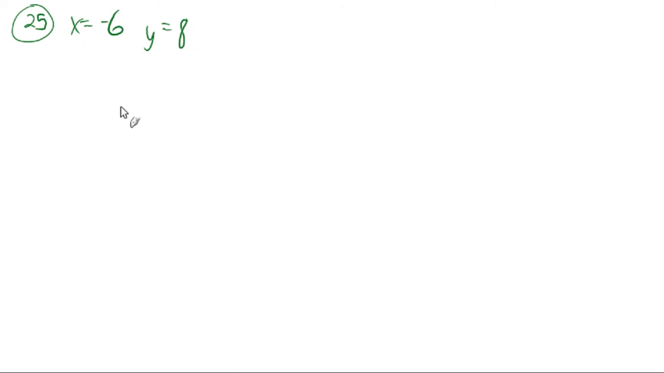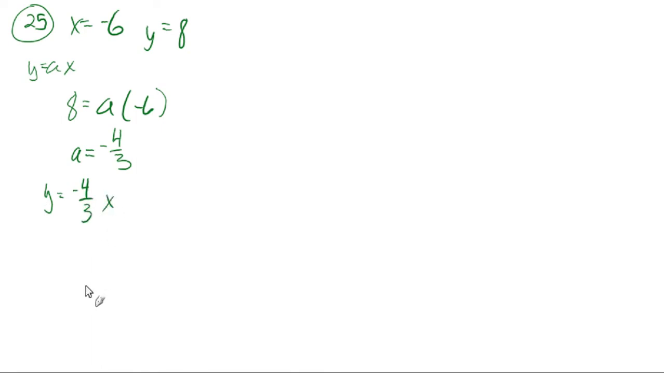Okay, x and y vary directly, just like a couple of examples ago. And they want us to find x now when y equals negative 4. So we know that x is negative 6 and y is 8. We know they vary directly, so we know that they fit into this form. So 8 equals a times negative 6. A is equal to negative 4/3 when we divide by negative 6 on both sides. So y equals negative 4/3 x is our equation.